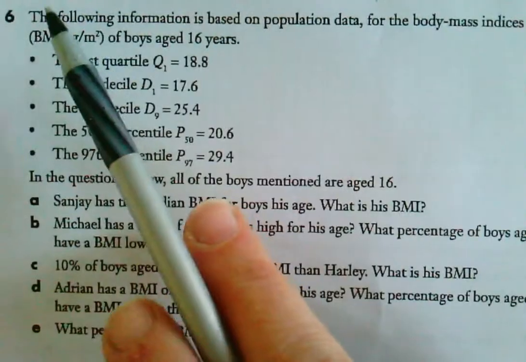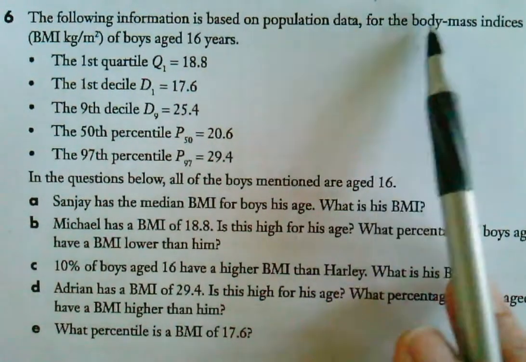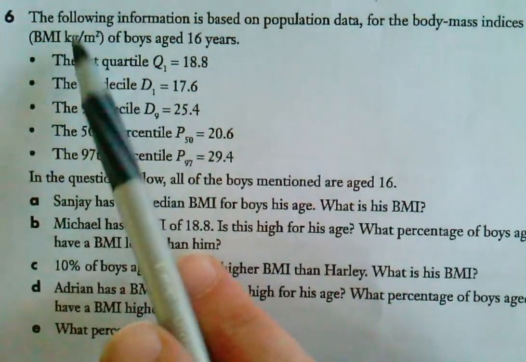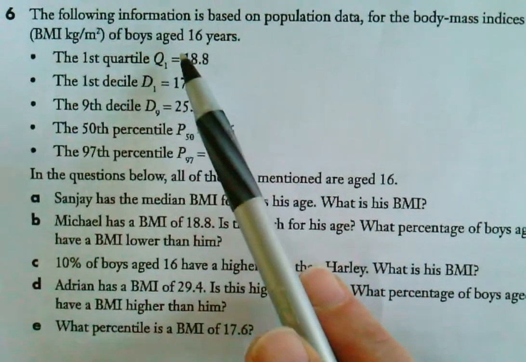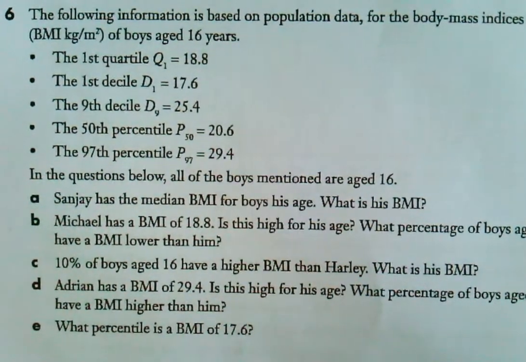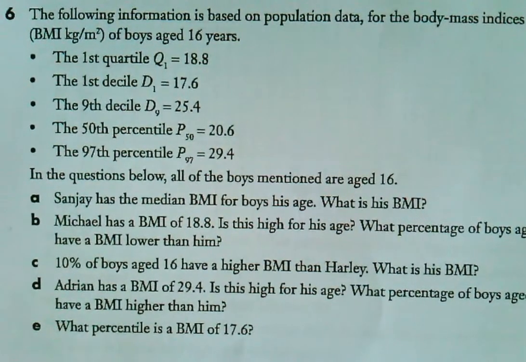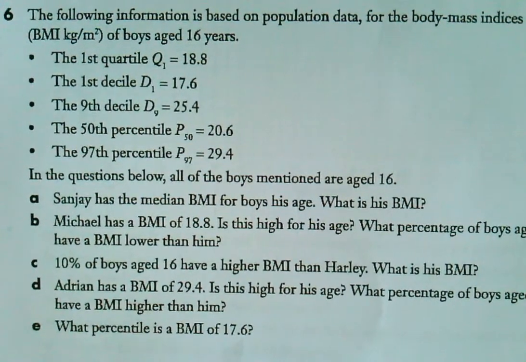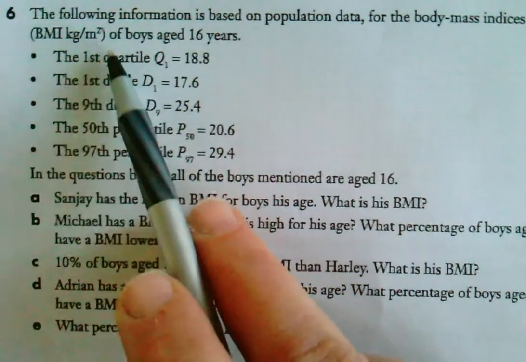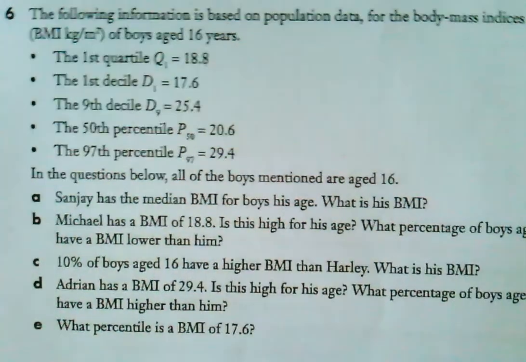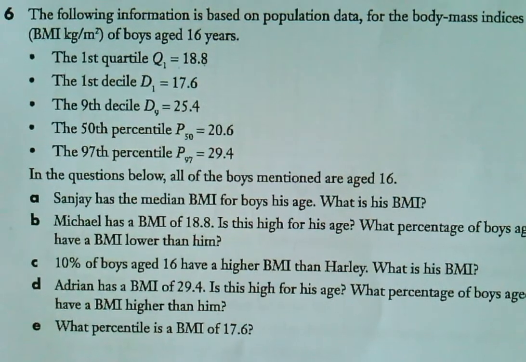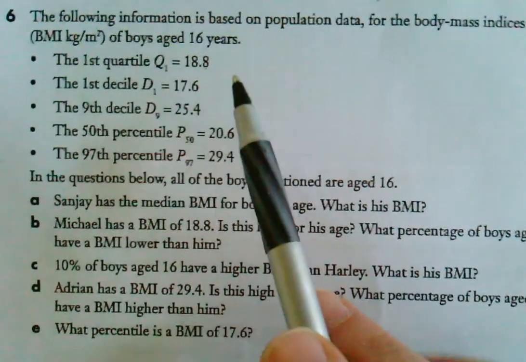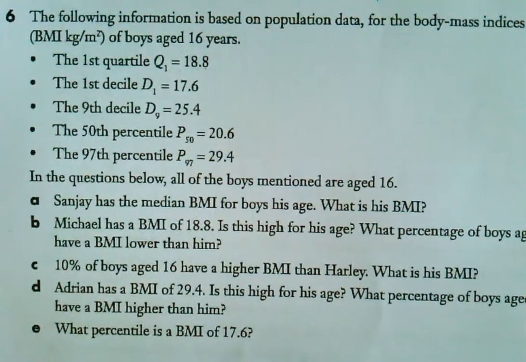Looking at question 6. The following information is based on population data for body mass index, which is BMI, of boys aged 16 years. It's saying that the first quartile is 18.8. What does that mean? That what percent of boys would have a BMI lower than 18.8? 25% of boys have a BMI less than 18.8, and therefore what percent have a BMI greater than 18.8? 75.